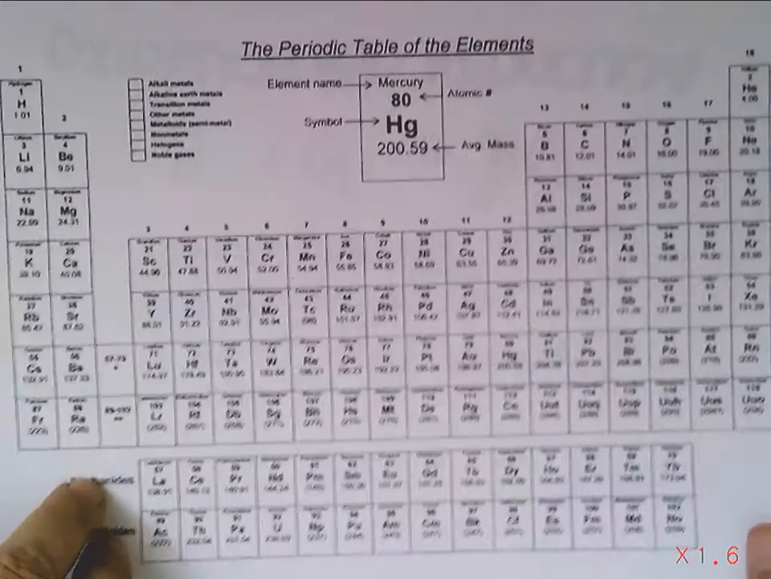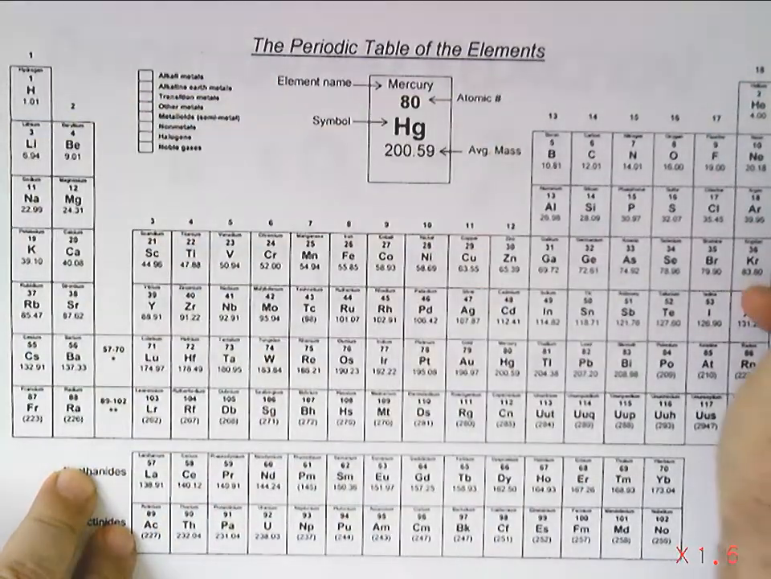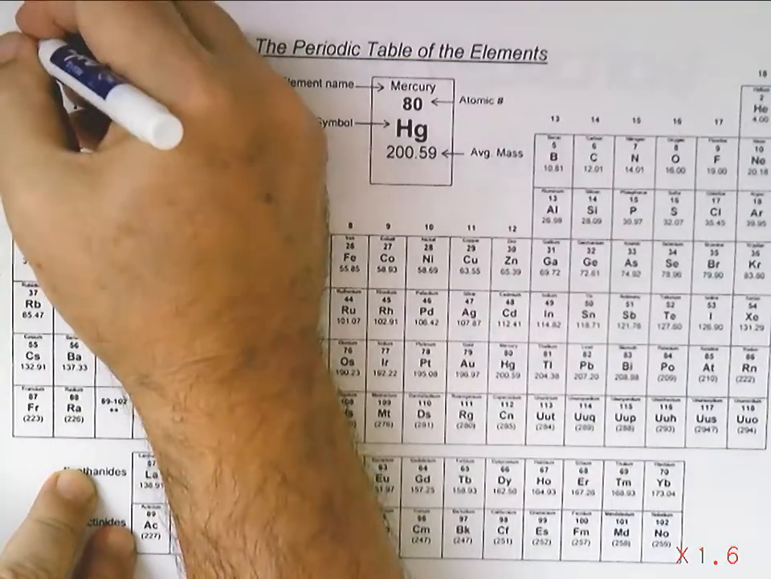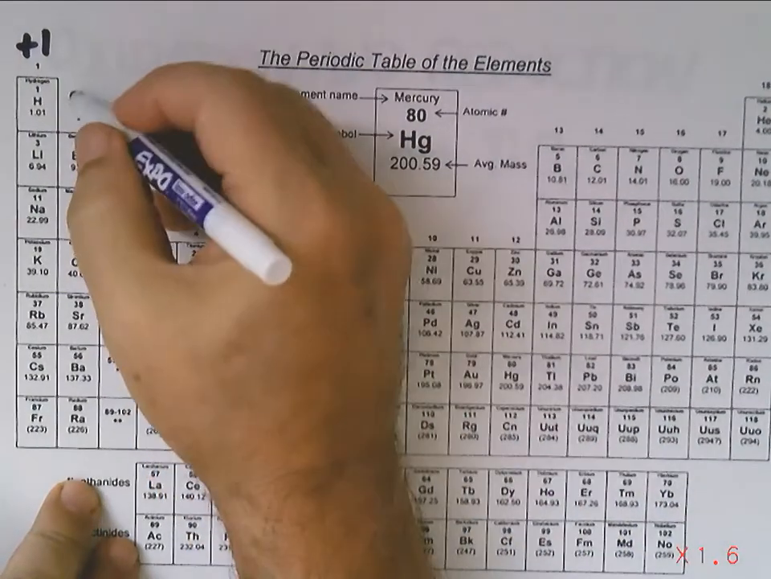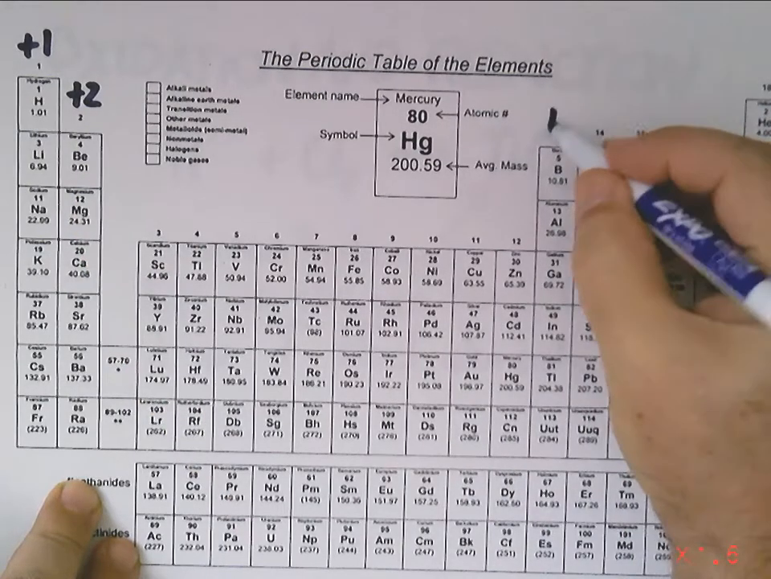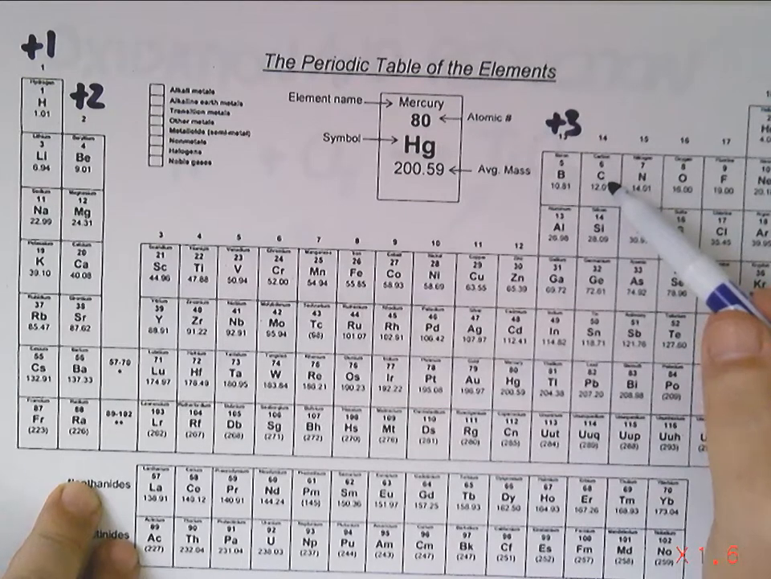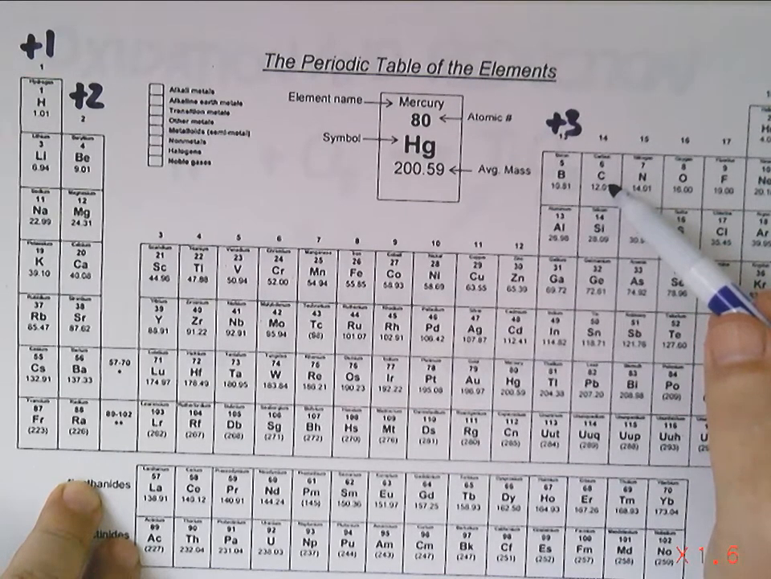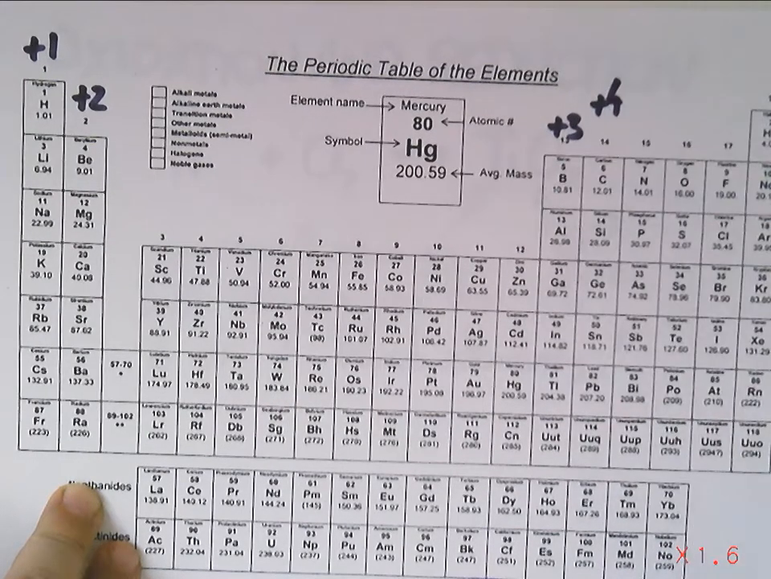I can tell everything in this first column is going to lose 1 electron to get like the nearest noble gas. So everything in this column will form +1 ions. Everything in this column will form +2 ions. Everything in this column will form +3 ions. Things in this column tend to form covalent molecules. When they do form ions, they can form +4 ions.